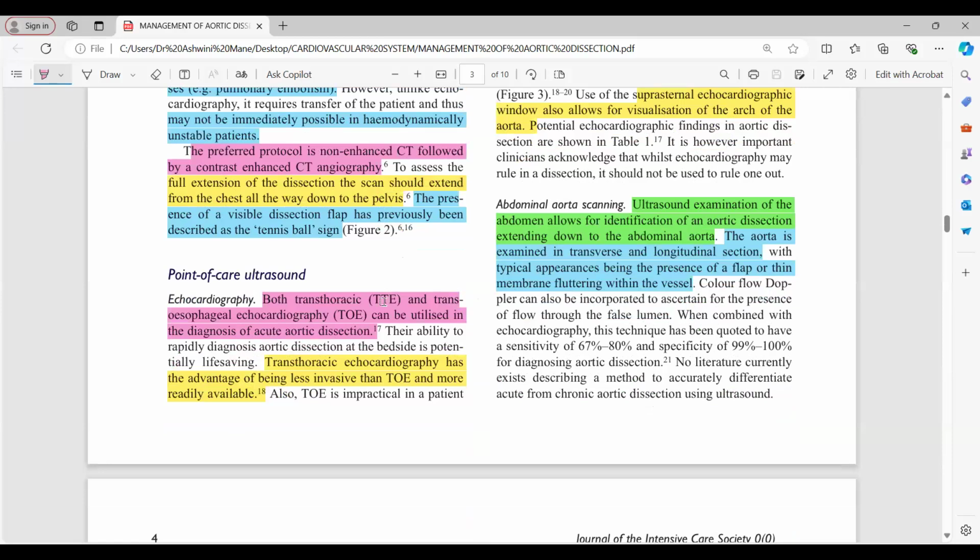Now regarding echo and point of care ultrasound, both transthoracic and transesophageal echocardiography can be utilized in the diagnosis of acute aortic dissection. Their ability to rapidly diagnose the aortic dissection at bedside is potentially life-saving. Transthoracic echocardiography has the advantage of being less invasive than transesophageal echocardiography and more easily available.